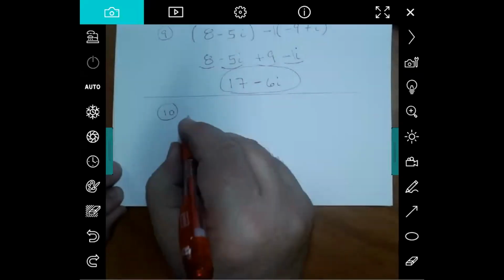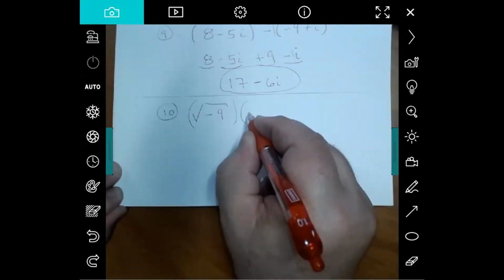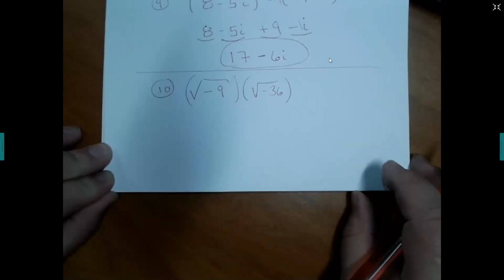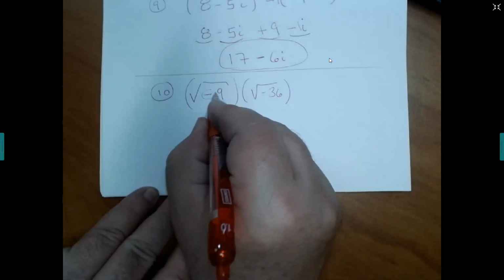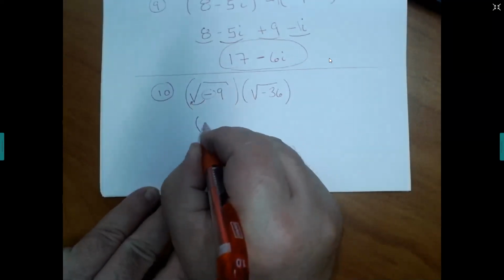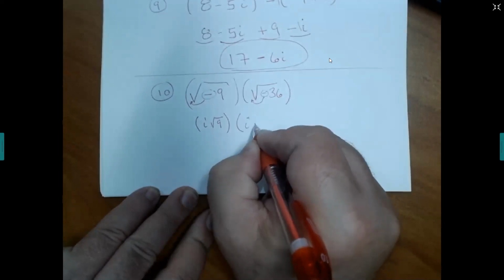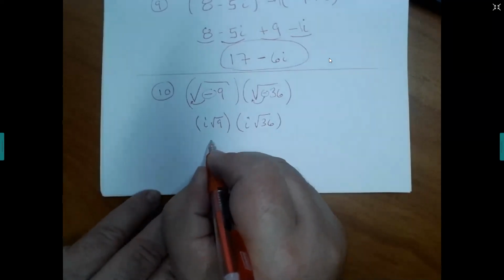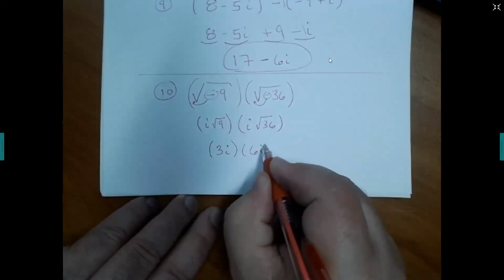Number 10. Now we get the multiplication. Radical negative 9, radical negative 36. Okay, do inside the parentheses. There's a negative inside that one, so it comes out as an i. Likewise in the second one, it comes out as an i. Square root of 9 is 3i. Square root of 36 is 6i.